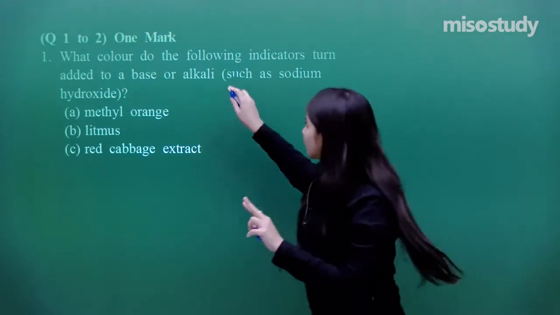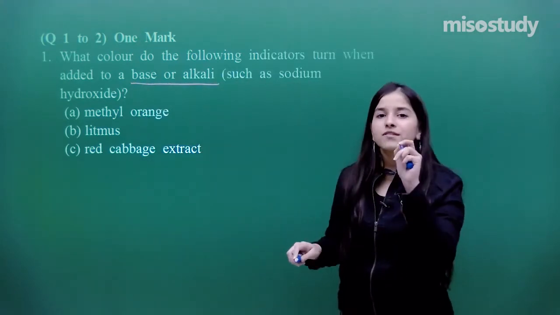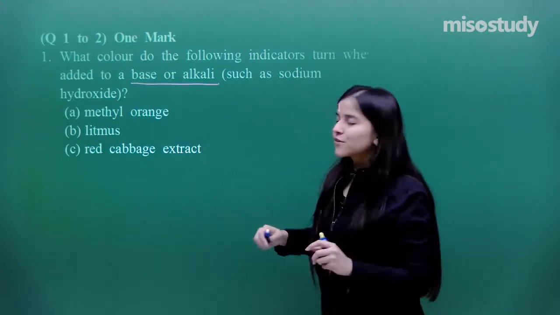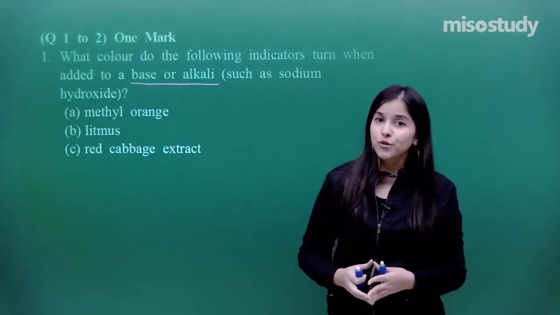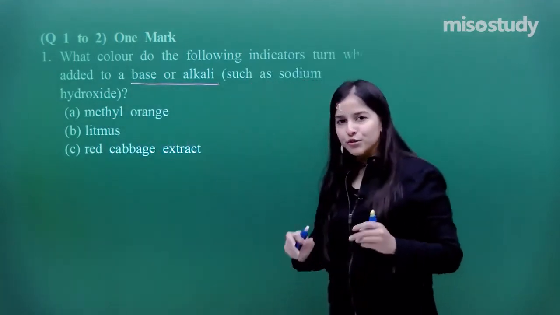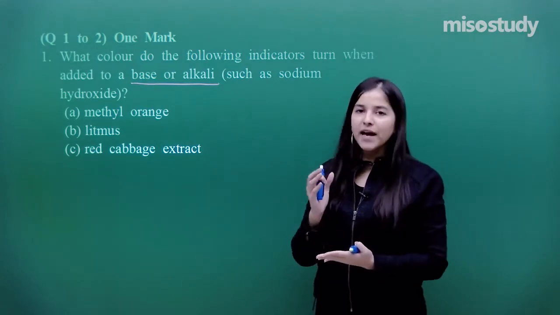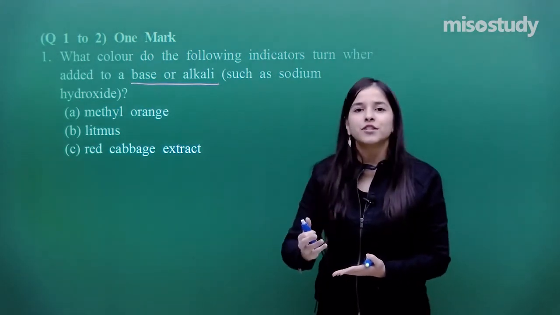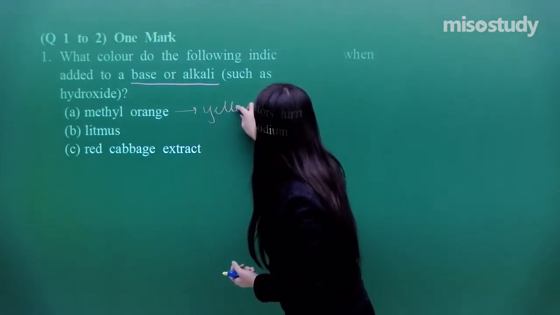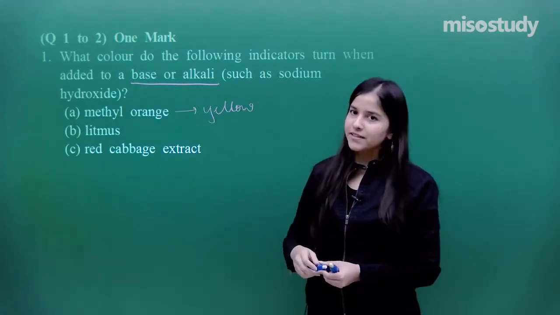Do not get confused over here, base and alkali are one and the same thing. They are adding just the base, just the alkali, to all of these indicators, and which color change would you observe? See here, methyl orange. The actual color of methyl orange is orange, and whenever we add some base onto it, it gets converted into yellow color. For acid, whenever we add acid, it turns into red color.